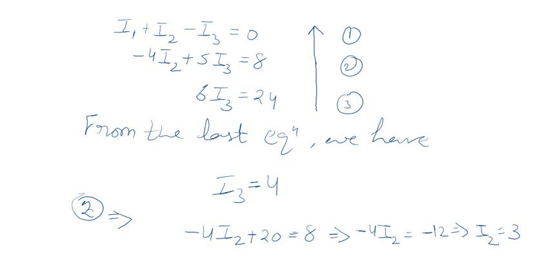Now you have the I2 and I3 values, so you can use the first equation. From there you get I1 equals I3 minus I2, that is 4 minus 3, which equals 1. So you have all the values obtained for the currents. This is one application of systems of linear equations in electrical engineering. There are various examples in mechanical engineering, civil engineering, and so on. There are a large number of applications that you can see in the reference book, and many more you can explore through a Google search as well.